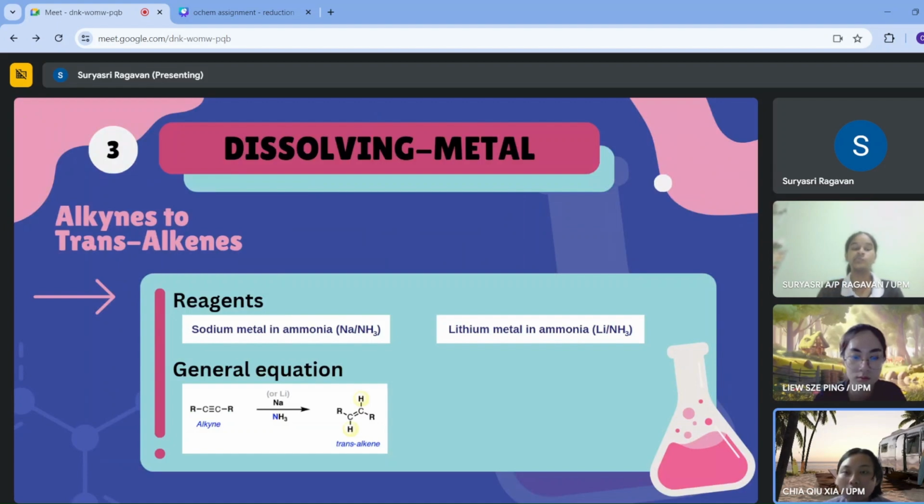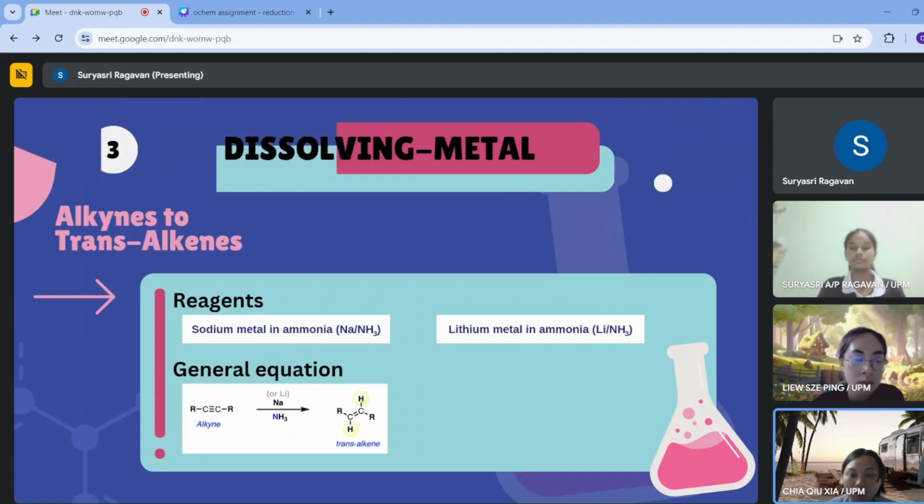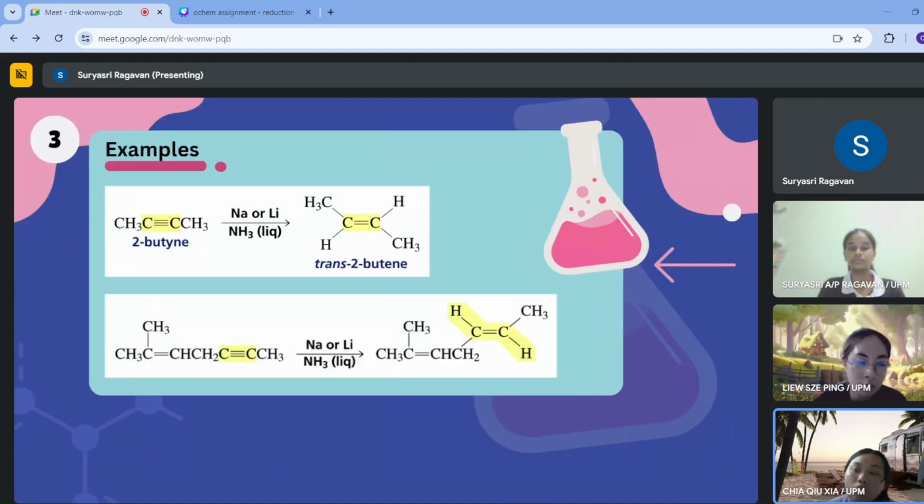So the third reduction reaction is by using the dissolving metal method. This reaction is called alkynes to trans alkenes. The reagent it will use is sodium metal in ammonia or also lithium metal in ammonia. So this is the general equation for this reaction. And this is an example from the alkyne to the trans alkene.